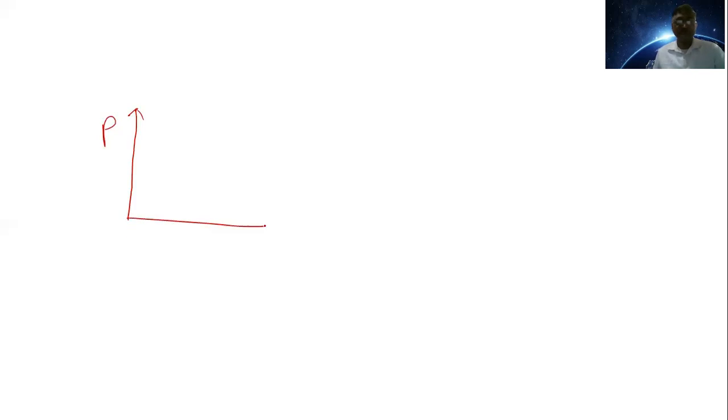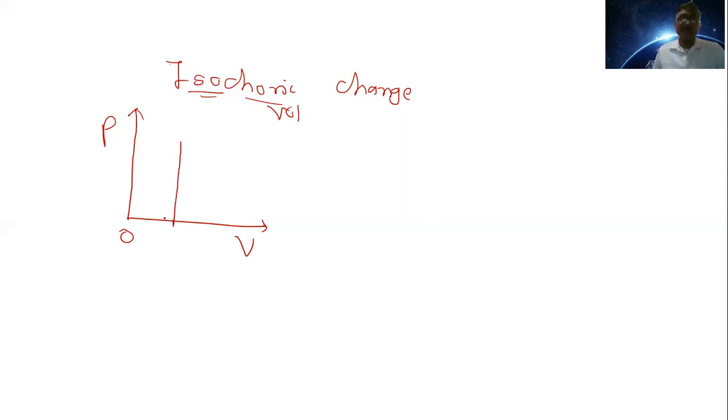Here it is pressure and here we have the volume. Now for isochoric change. Isochoric change. Iso means constant, choric for volume. Here the volume remains constant. The pressure may change, but the volume remains constant. The nature of the graph will be like this here. This is the nature for isochoric change.